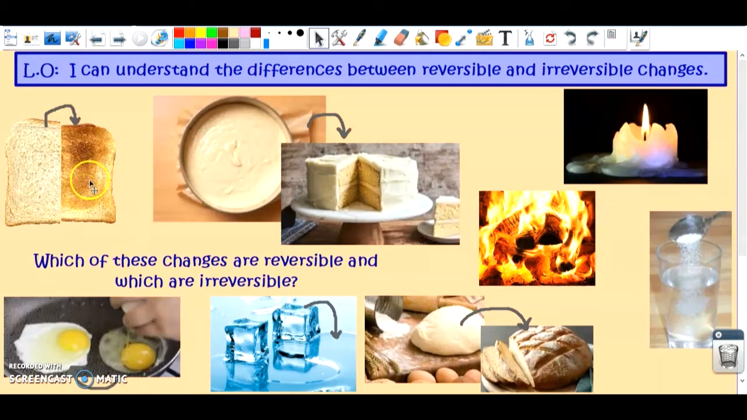I wonder if you're noticing any similarities so far between these ones we've looked at. So I've cooked this one, I've cooked this one, I've burnt this one. This is about burning as well. This is about cooking again. Lots of things here about heat, and that's quite important with irreversible changes.